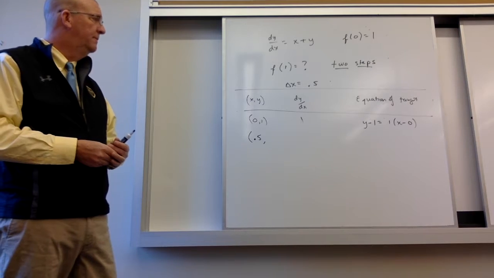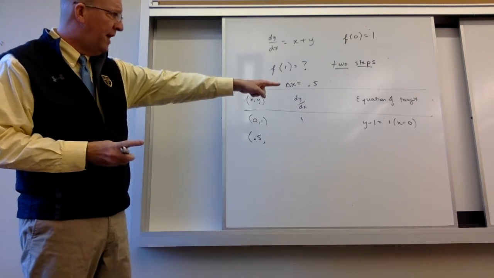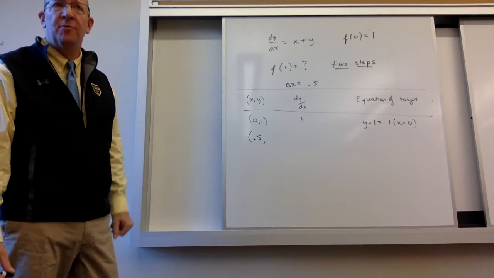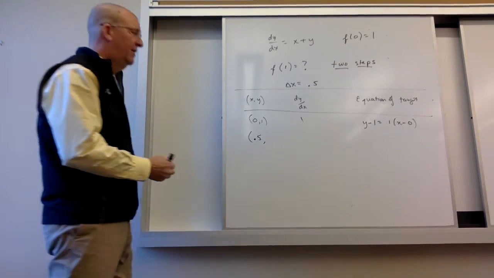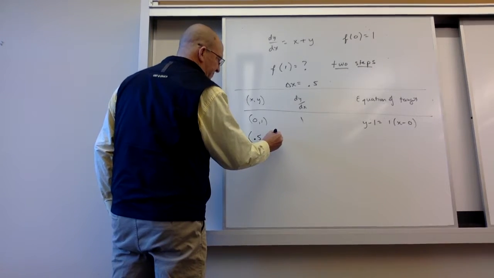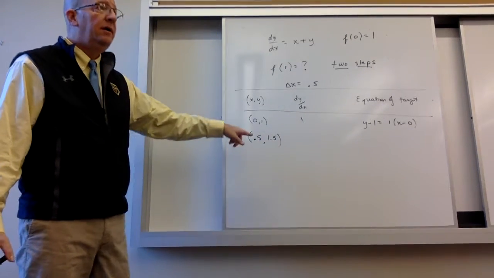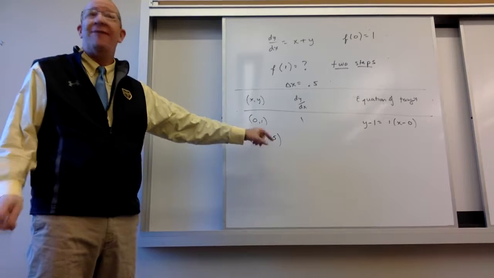Here we go. Put in 0.5 to that equation of the tangent line. 0.5 minus 0 is 0.5. Times 1 is 0.5. Plus 1, 1.5. There's your new y value. Now, this is an approximation for the y value, but it's pretty good.